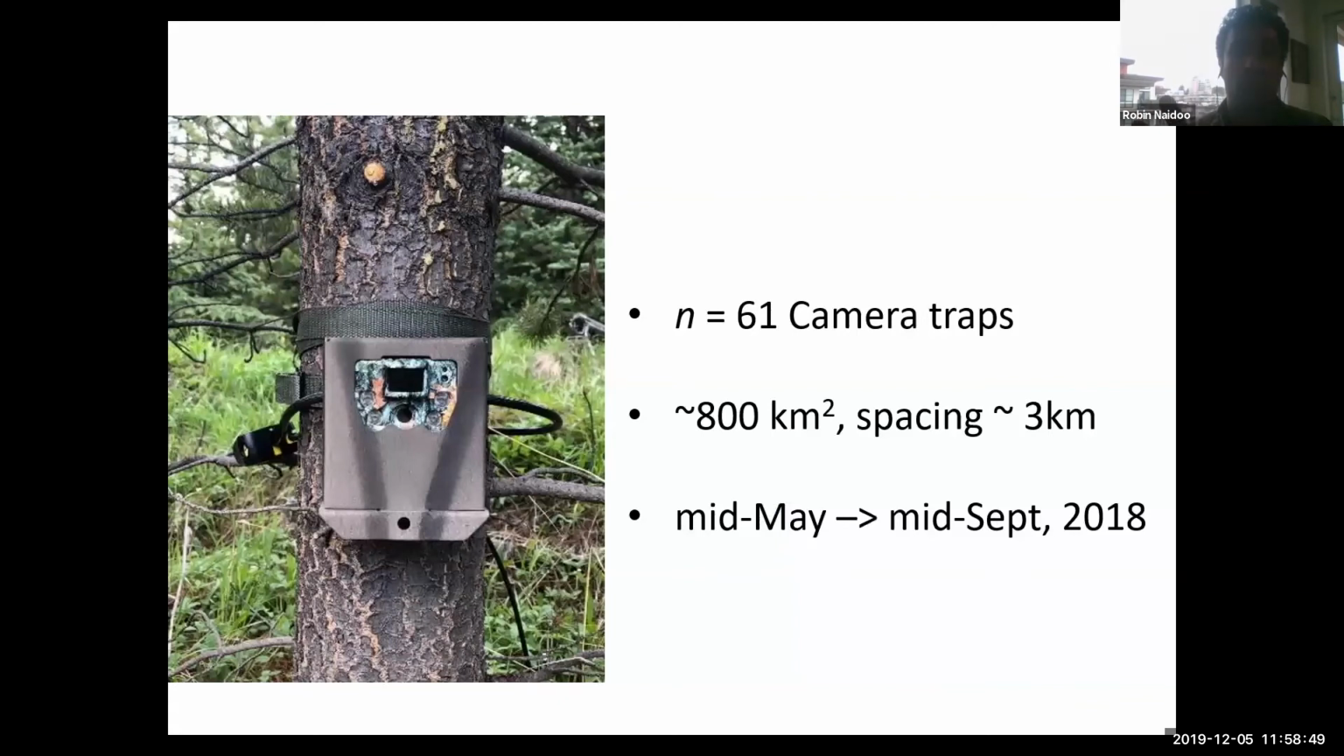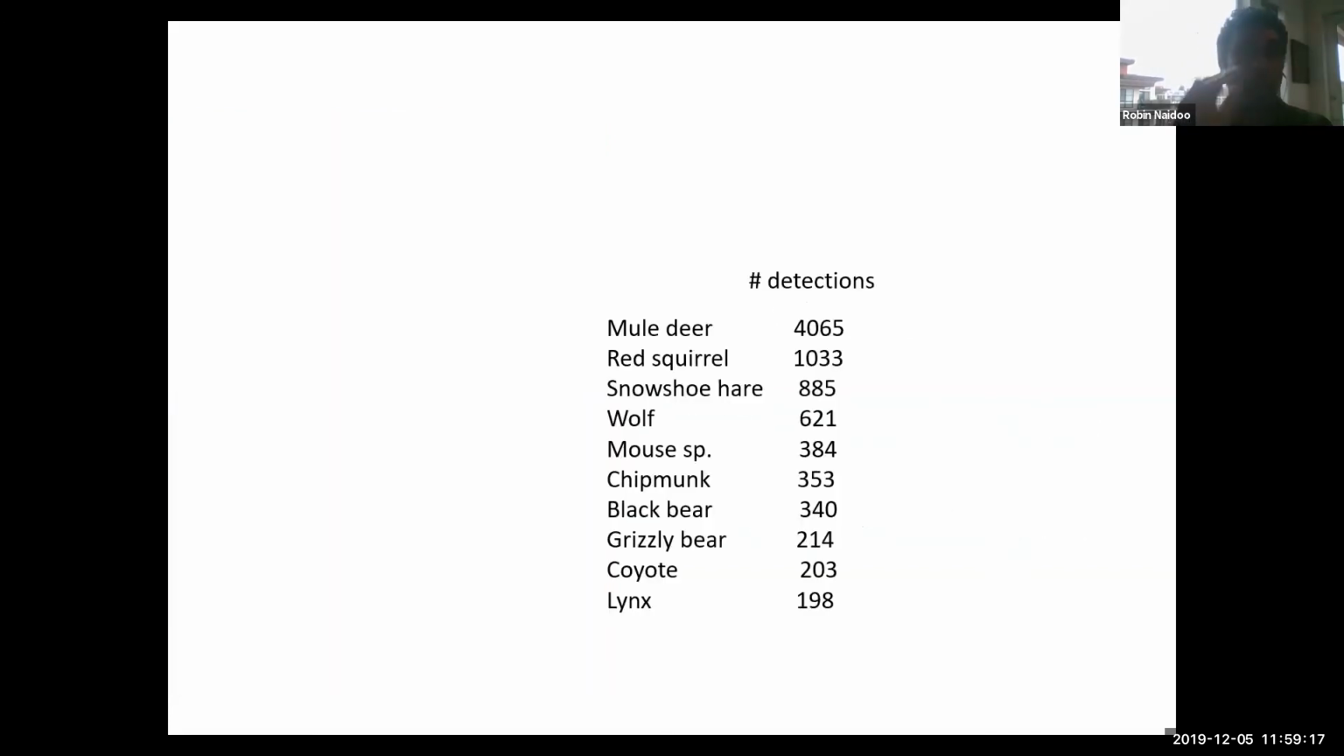So, the basic design: the data that I'll present here is from about 60 camera traps. As I mentioned, it covers roughly 800 square kilometers, and the traps are about 3 kilometers apart. These data are just from a few months in the summer of 2018, but we've now also got data coming in from this summer. And I think Arnaud will present the eDNA analog to the camera trapping, also from 2018, but there's more data coming. Arnaud, next.